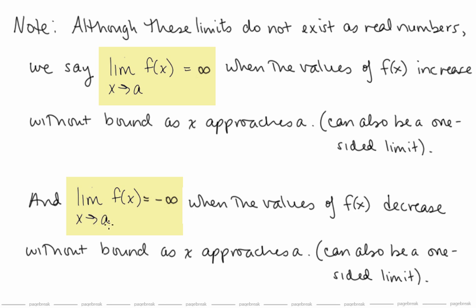And we say the limit as x goes to a of f of x is equal to negative infinity when the values of f of x decrease without bound as x approaches a. And again, this can also be a one-sided limit. So we need to recognize that these limits do not exist as real numbers, but we write infinity or negative infinity because it gives us more information than just saying does not exist.